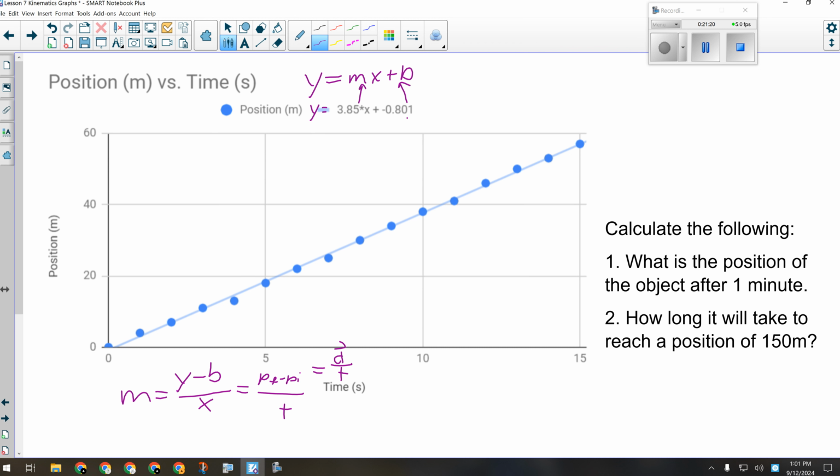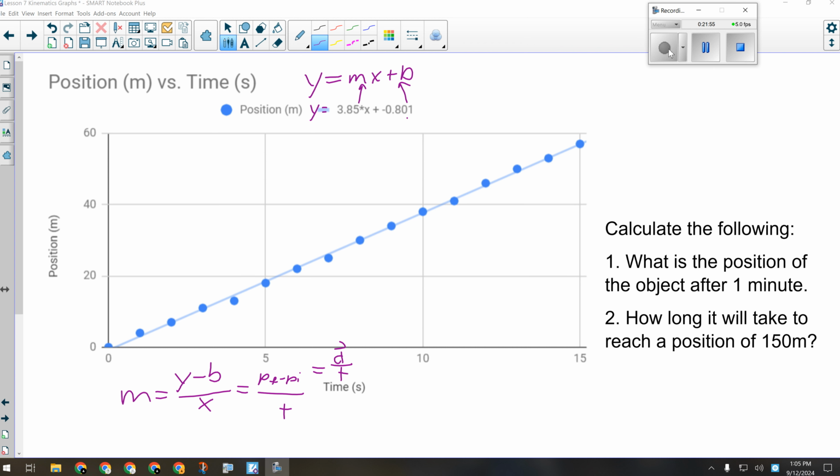All right. I want you guys using y equals mx plus b, in particular the equation at the top of the graph, to see what we remember from math 10. Calculate for me the position after 1 minute, or 60 seconds. And calculate for me how long it will take to reach a position of 150 meters. It's just y equals mx plus b. You did it in both math 10 and science 10 as well. Let's see what you remember from that.